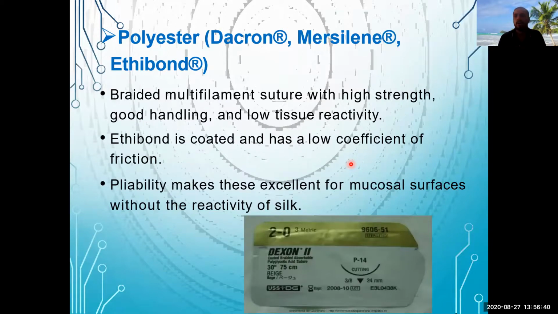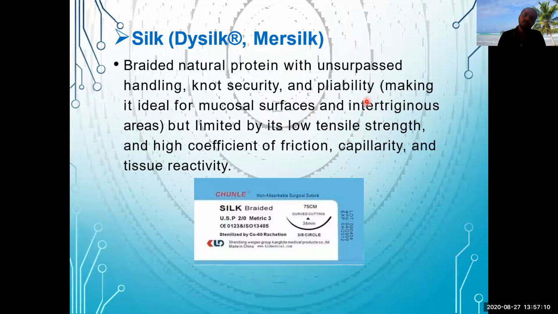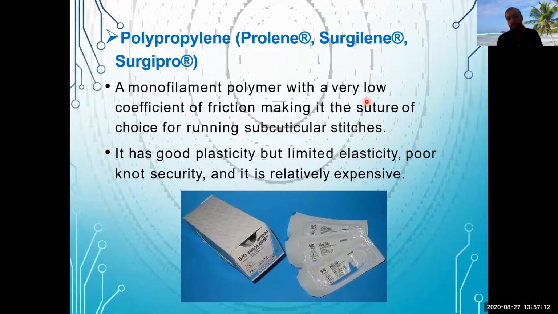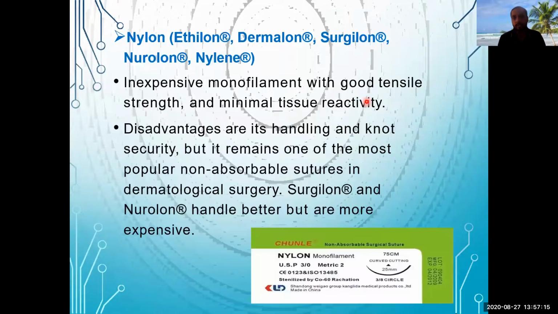Polyester, commonly known as Dacron, is a braided multifilament suture with high strength and good handling. Ethibond is coated, with a low coefficient of friction. Its pliability makes it excellent for mucosal surfaces without the reactivity of silk. So this is better than silk, as tissue reactivity is less in Dacron or polyester. These are the most widely used sutures in day-to-day life.